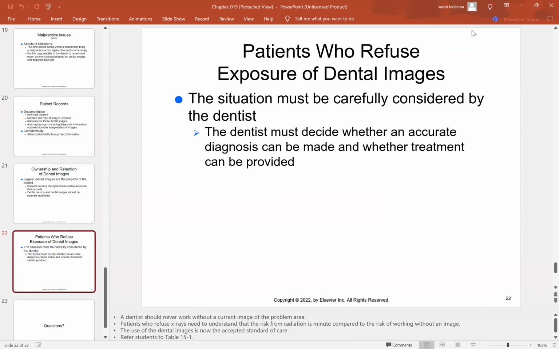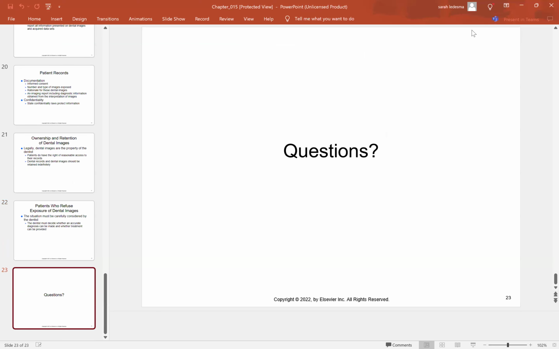For patients who refuse exposure of dental images, the situation must be carefully considered by the dentist. The dentist must decide whether an accurate diagnosis can be made and whether treatment can be provided. This will conclude our lecture.